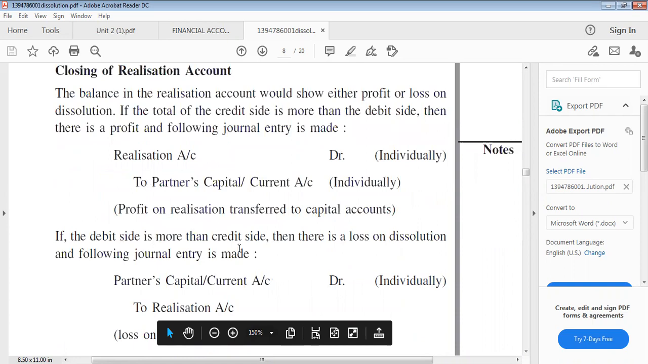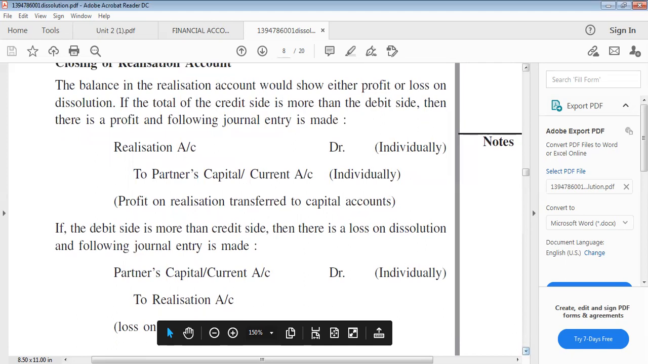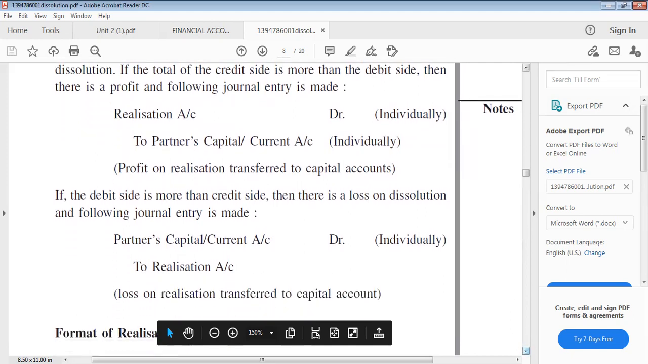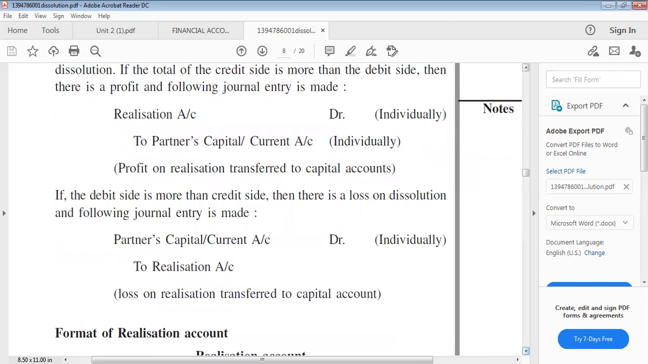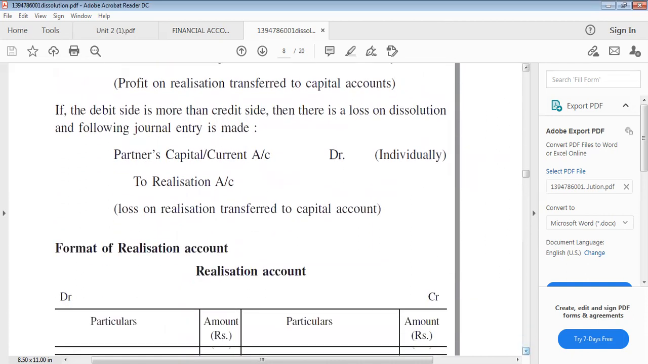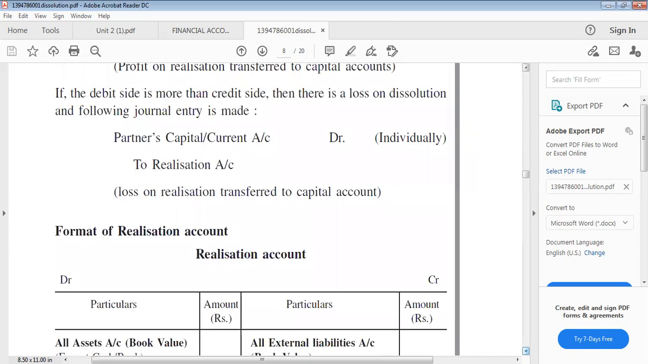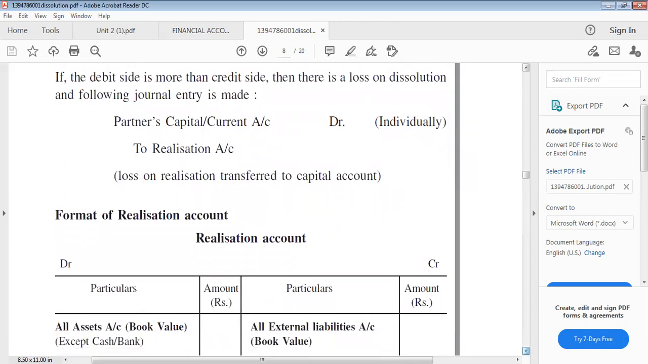If the debit side is more than the credit side, then there's a loss on dissolution. And the following journal entry is made: debit partners' capital accounts or current accounts, and credit realization account. Loss on realization transferred to the capital accounts.